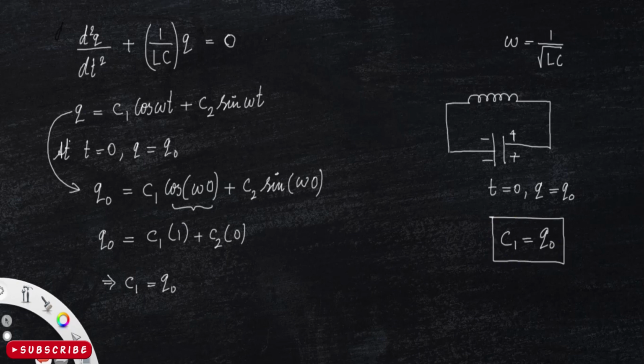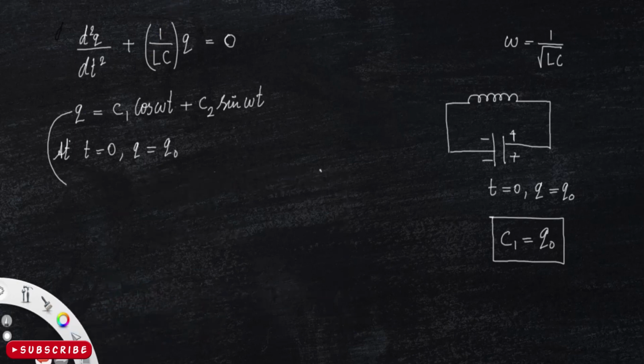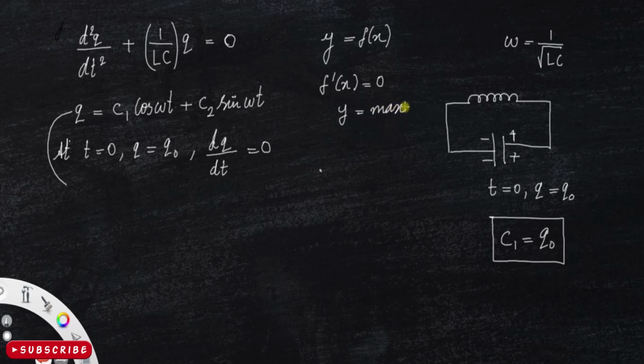Now, in the same case, when q is actually q0, dq by dt is 0. When you compare these two, when the derivative of the function is 0, the value of q is maximum. For example, we have a function y equal to f of x. If the derivative of f of x, that is f dash of x, is 0, then y is maximum. Okay, so let me derive this equation.